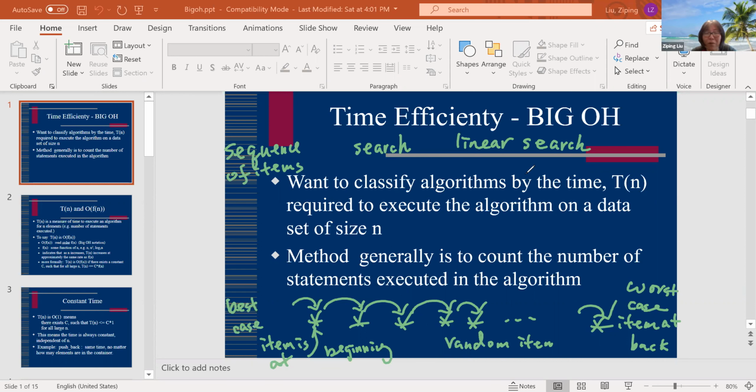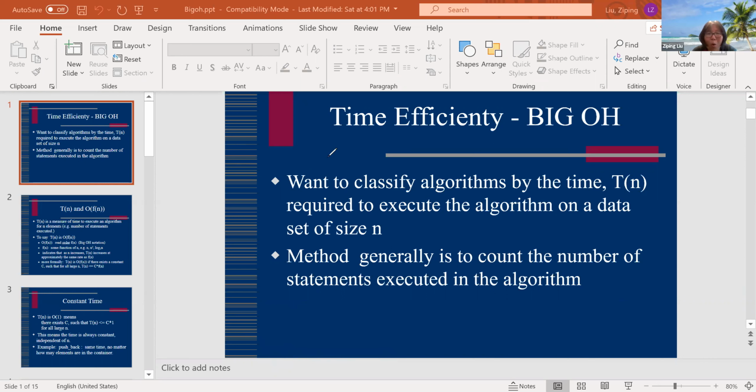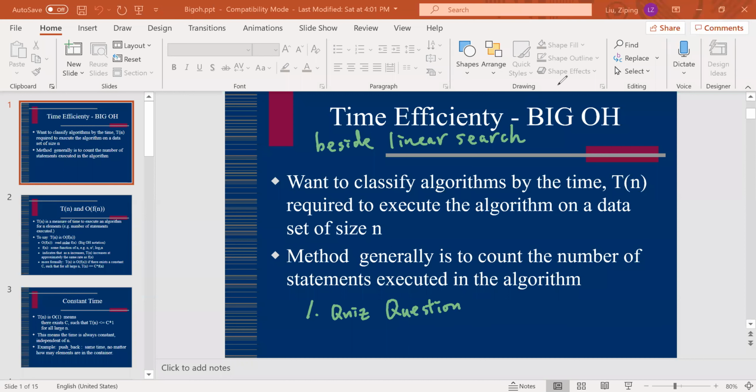So it's a linear search. And so let's check with you all. Who still remembers, besides linear search, what other search we learned? And we said that search is faster than linear search. Who still remembers? How about this is the first quiz question? Someone in the chat said binary search. Oh, yes, very good. Is it? So it's binary search.